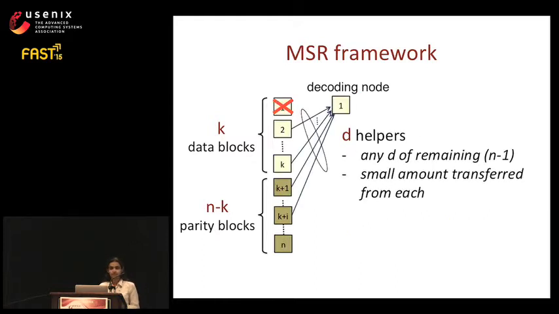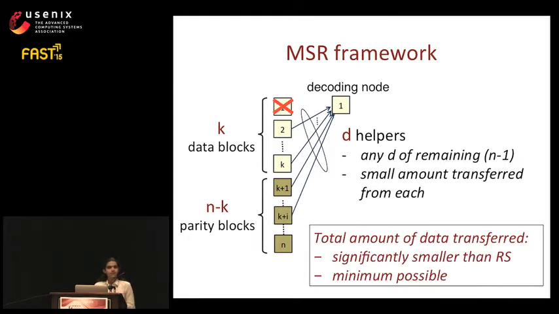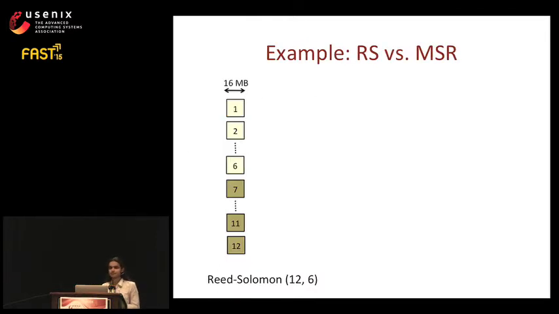Under the MSR framework, any block can be reconstructed by connecting to any d of the remaining n minus 1 blocks and transferring a small amount of data from each. The total amount of data transferred from all these helpers is significantly smaller as compared to that in Reed-Solomon, and it is also the minimum possible. Let us see this in an example.